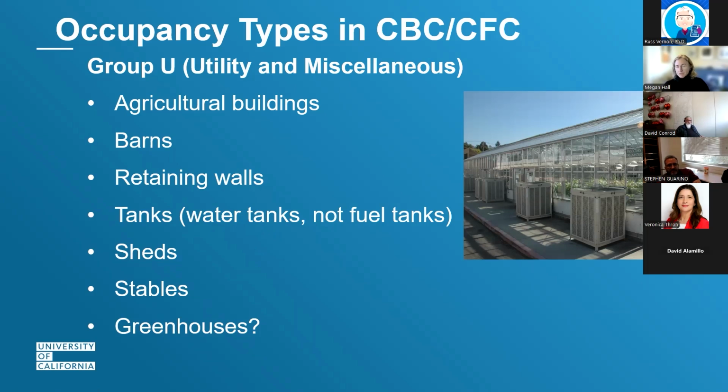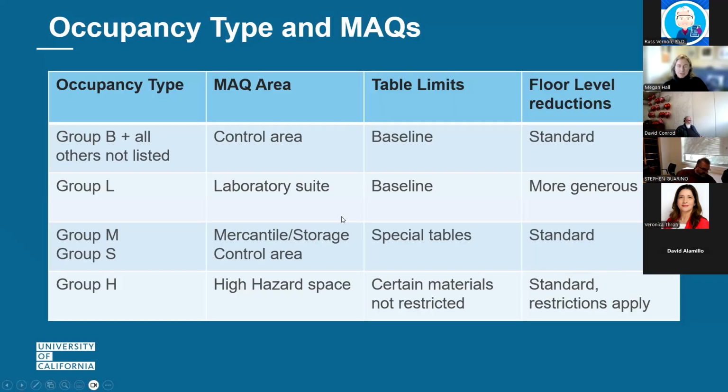So just to run through, we have pretty much every occupancy type across all of our UCs. And what does that mean in terms of MAQs? So I'm going to walk us through this table. I shared a version of this with the group at the last meeting, and I'll share it again. But essentially, if you look at a group B occupancy and any of the others not listed, they meet certain criteria. And the ones that are different would include these group Ls, group Ms, S's, and H.